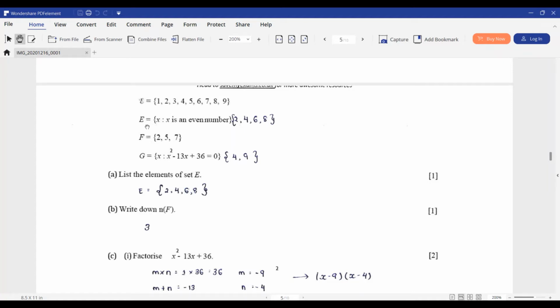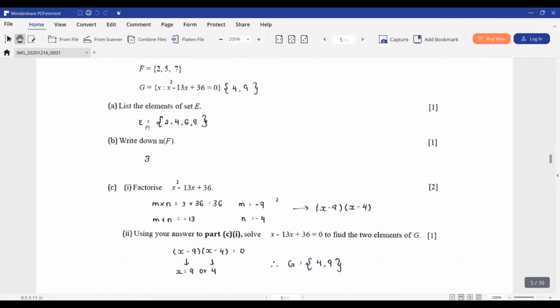Now we have set E that says whatever parts of it is an even number. Set F is basically 2, 5, and 7. We have set G, which is basically a quadratic equation, and says the value of x is hidden in this thing. So x squared minus 13x plus 36. So the two solutions of this quadratic are part of set G.